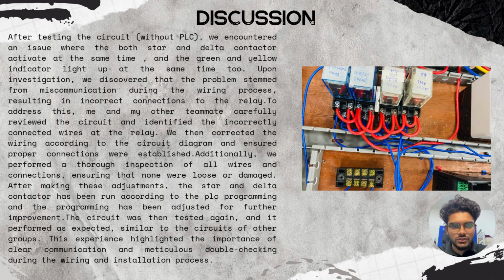Additionally, we performed a thorough inspection of all wires and connections, ensuring that none were loose or damaged. After making this adjustment, the star and delta contactors ran according to the PLC programming, and the programming has been adjusted for further improvement. The circuit was tested again and it performed as expected, similar to the circuits of other groups. This experience highlights the importance of clear communication and meticulous double checking during the wiring and installation process.